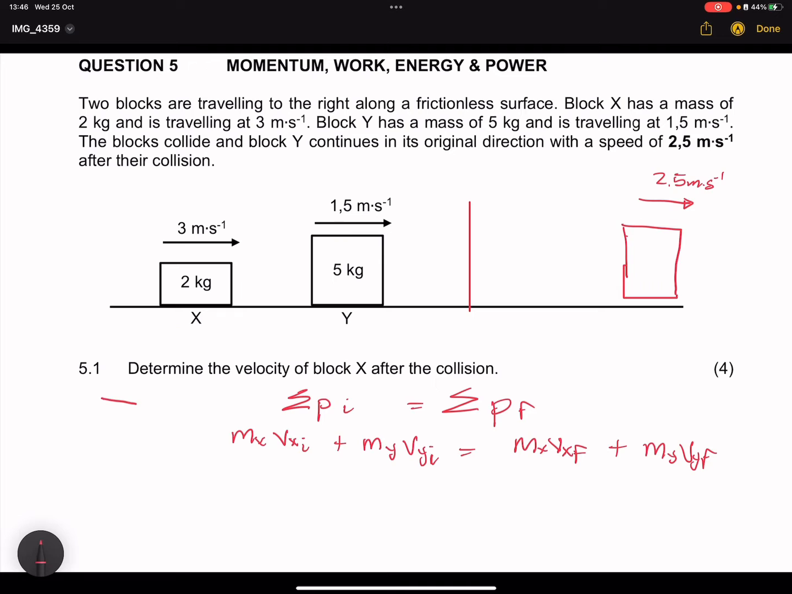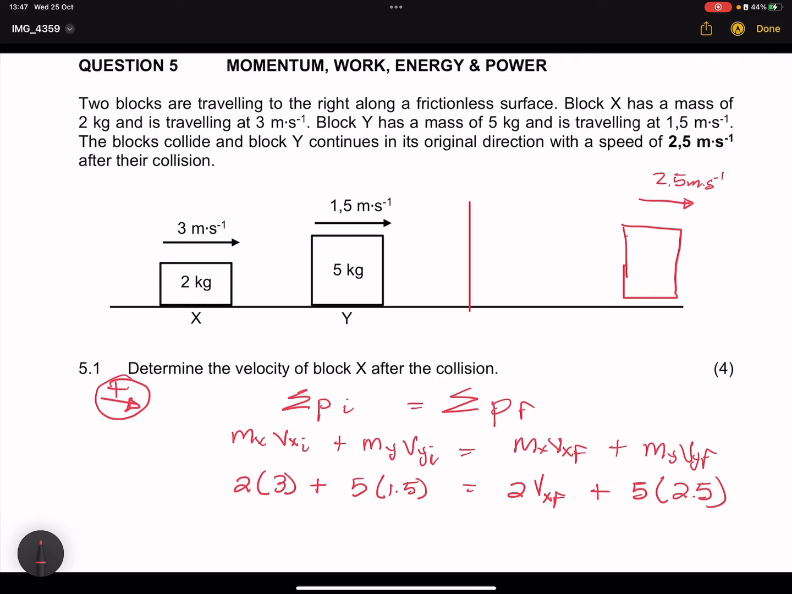So we are assuming that going to the right is our positive direction. So in this case it's going to be 2 multiplied by a positive 3 plus we've got 5, which is Y, times positive 1.5. This is equal to, again, the mass of X is 2. Now we wanted the velocity of X after collision. And we know that Y is 5, but the velocity of Y after collision is 2.5, and it's still in the original direction, so it would still be maintained as positive.